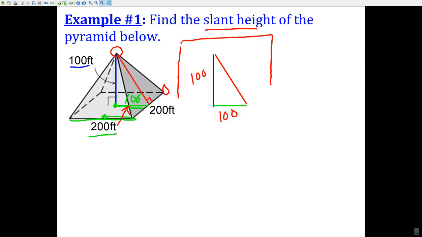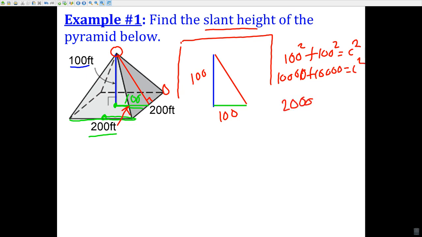You know what this is. We're going to use the Pythagorean theorem. a squared plus b squared, 100 squared plus 100 squared, equals c squared, that red line. Great. Looks like we have 10,000 plus 10,000 equals c squared. That means 20,000 equals c squared. And to get rid of a square, we take the square root of both sides. Nice. All right, here we go. Type that in the calculator, you get about 141.42.